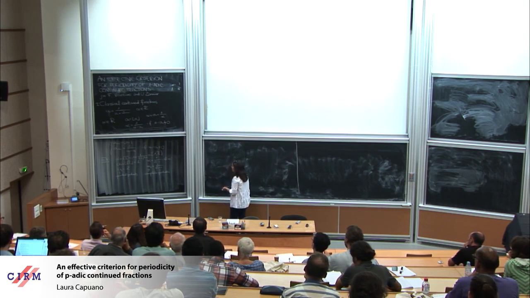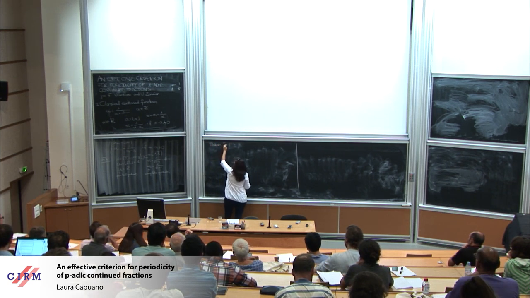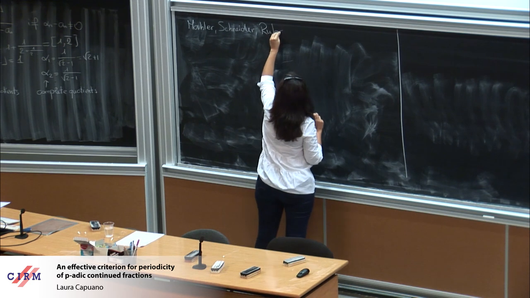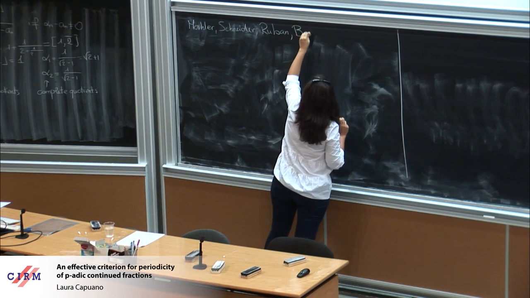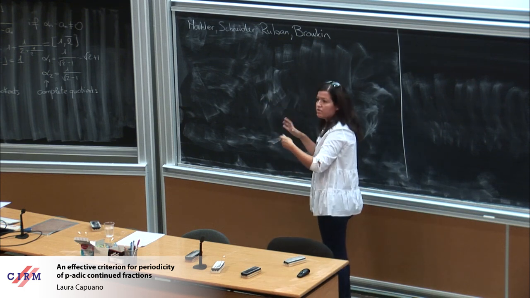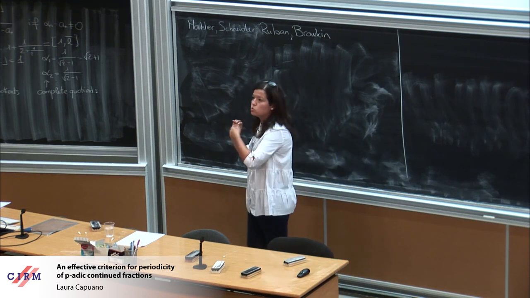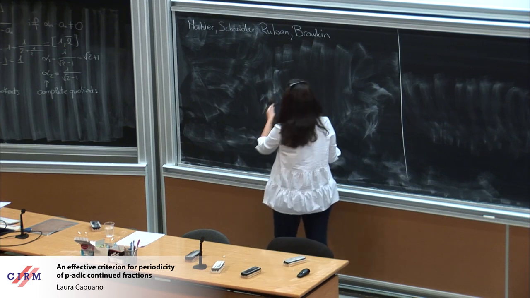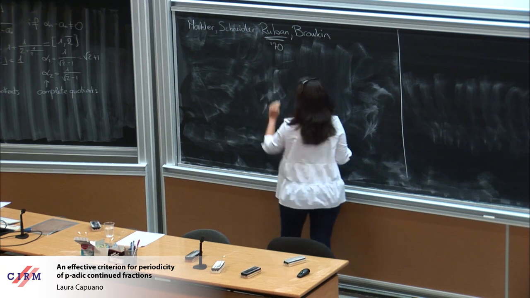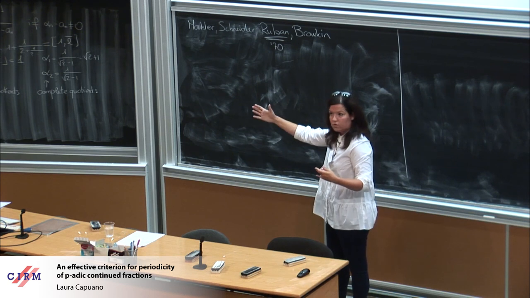And in fact, there are several definitions given by Mahler, Schneider, Ruban, and Browkin that try to give several definitions of the l-adic continued fraction depending on how you choose the integral part. And we will focus on the definition given by Ruban, that was given around the 70s, because it is the closest one to the real case.